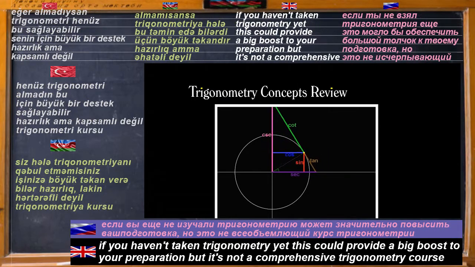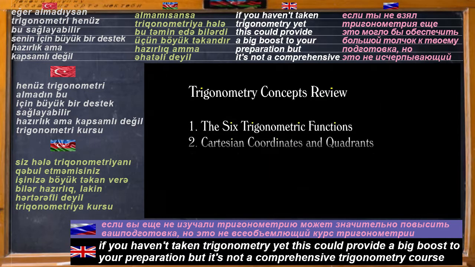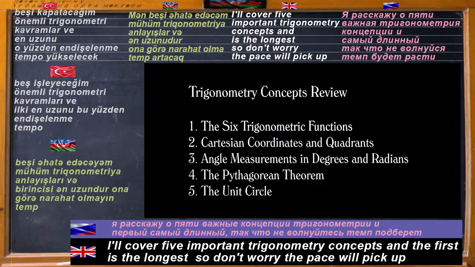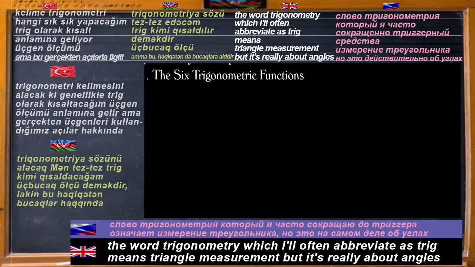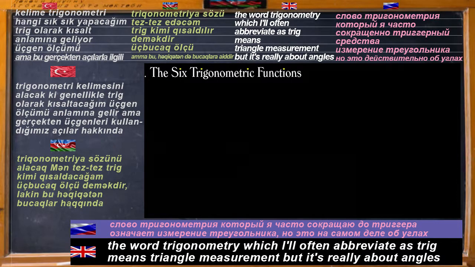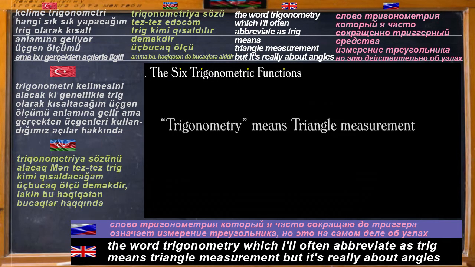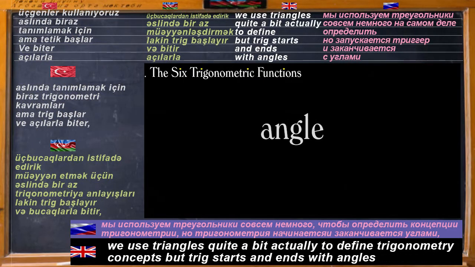If you haven't taken trigonometry yet, this could provide a big boost to your preparation, but it's not a comprehensive trigonometry course. I'll cover 5 important trigonometry concepts, and the first is the longest, so don't worry, the pace will pick up. The word trigonometry, which I'll often abbreviate as trig, means triangle measurement, but it's really about angles. We use triangles, quite a bit actually, to define trigonometry concepts, but trig starts and ends with angles.